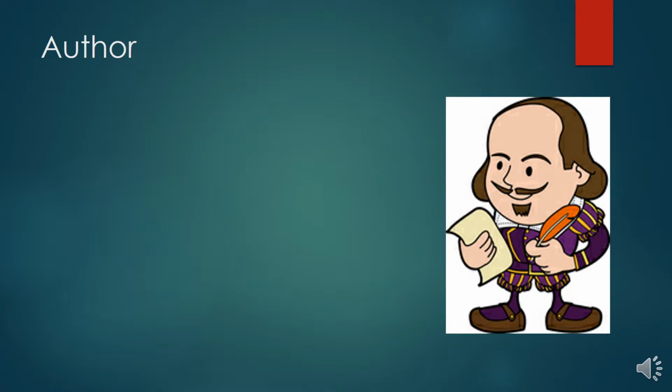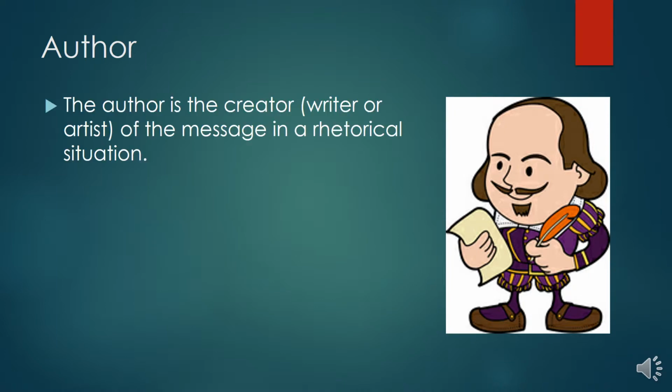Now moving on to thinking about the idea of an author. Got a little picture of Shakespeare here. This is what a lot of people think about when they think about author, you know, an old white man, or someone who sits all day typing at a keyboard. Simply put, the author is just the creator, either the writer or artist, the creator of the message in a rhetorical situation. So as you're in this class, you yourself will be the author for each one of your essays as you're moving forward.